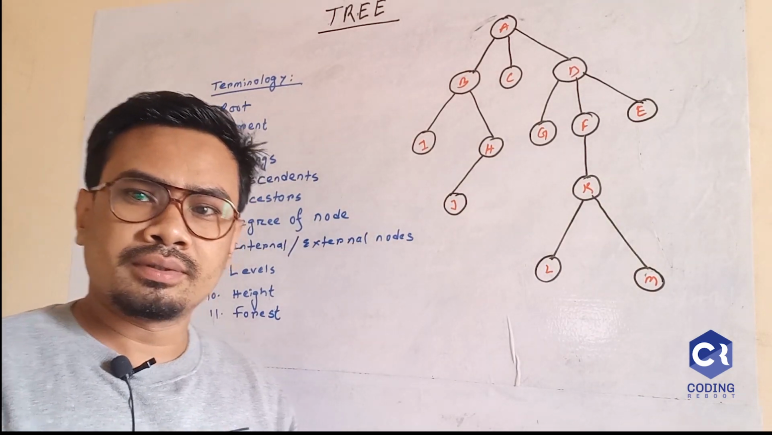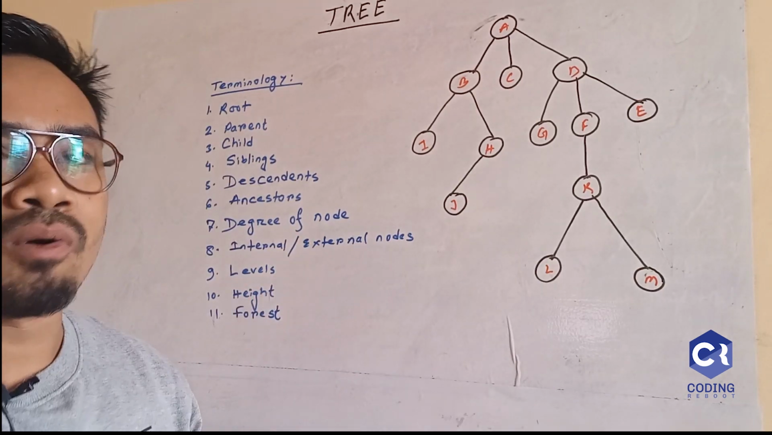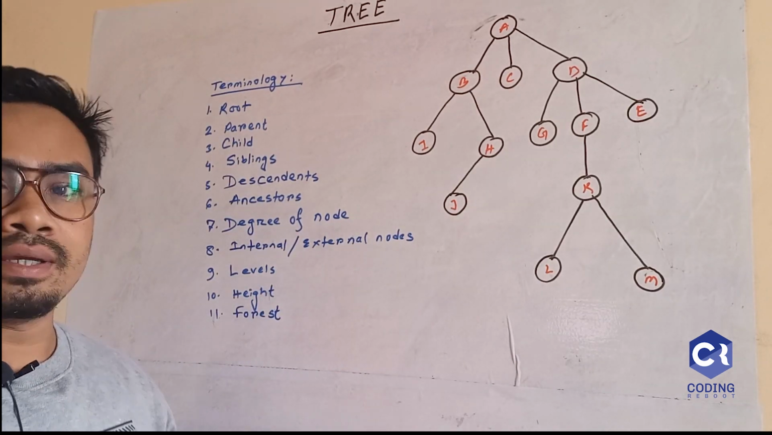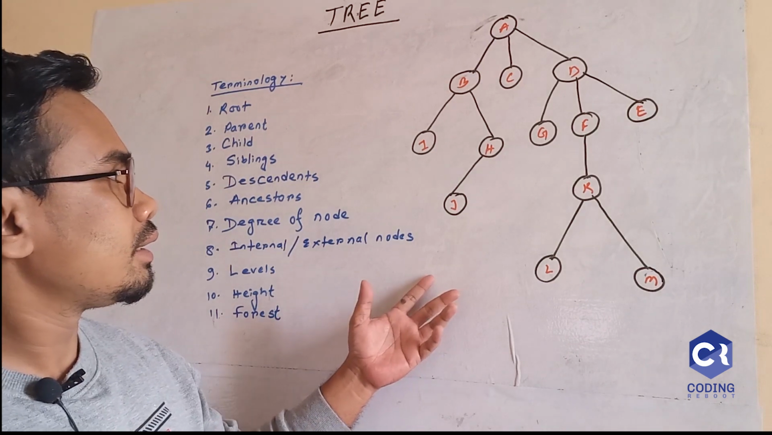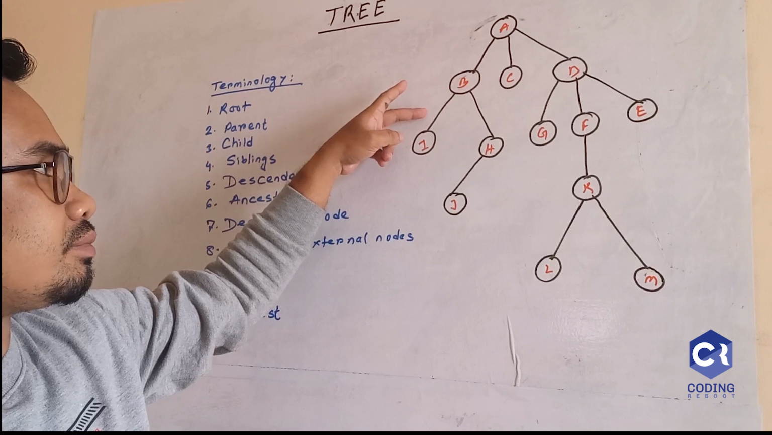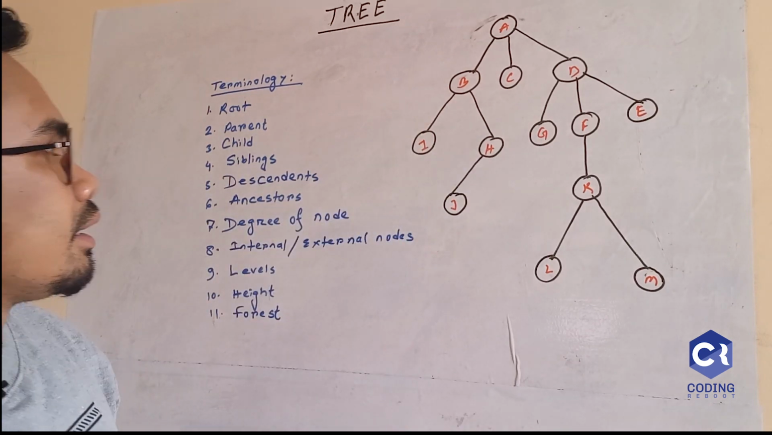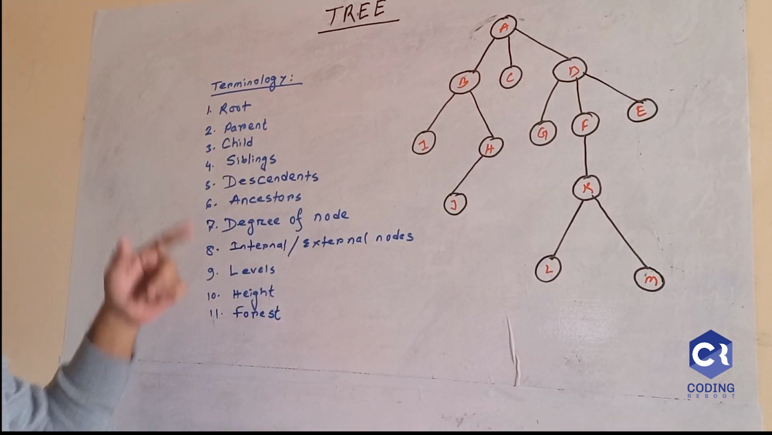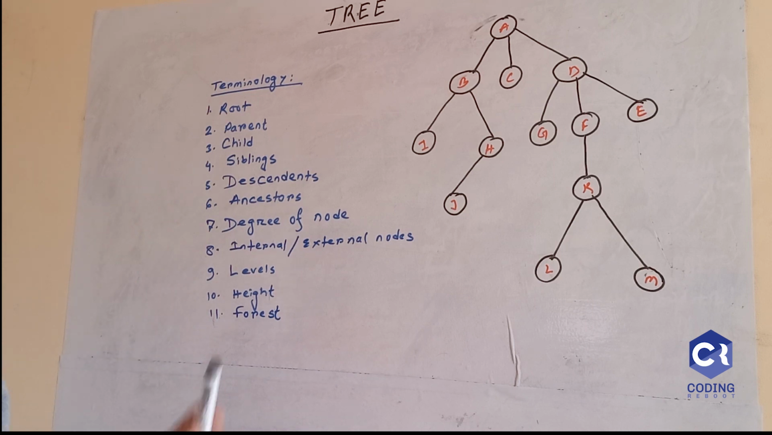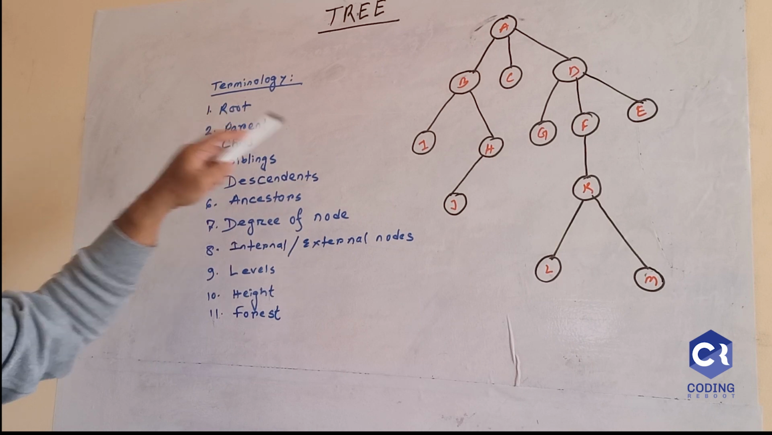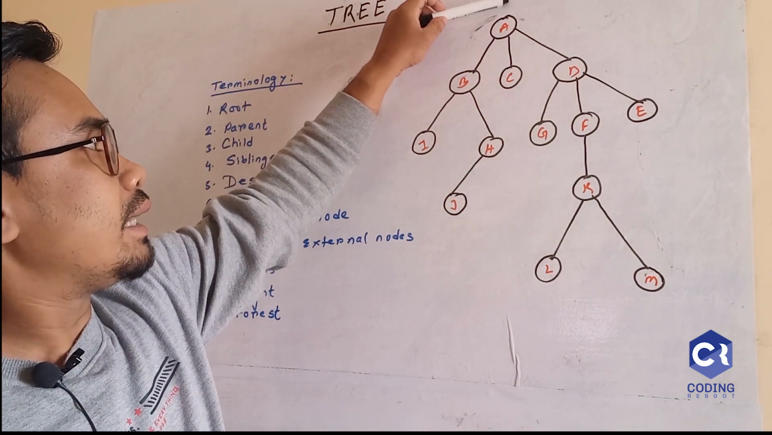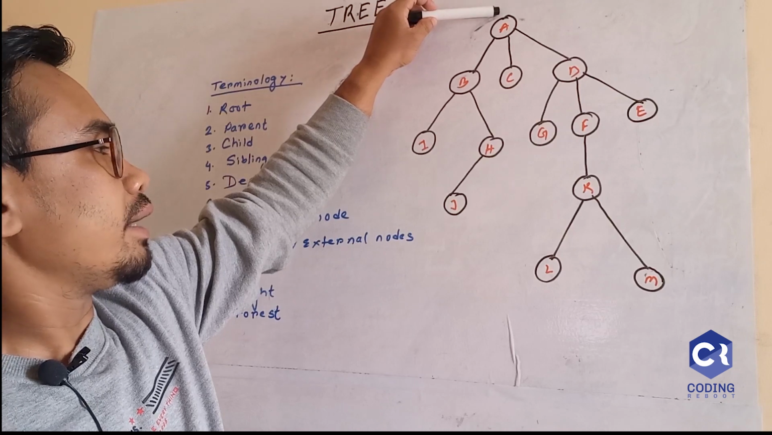In this video, we will learn about the most important data structure, tree. A tree is a collection of nodes and their vertices, their edges. That is called a tree. And we will learn about the terminology of tree. First we have to learn the root of this tree. The root of this tree is A because there are no incoming edges to A.